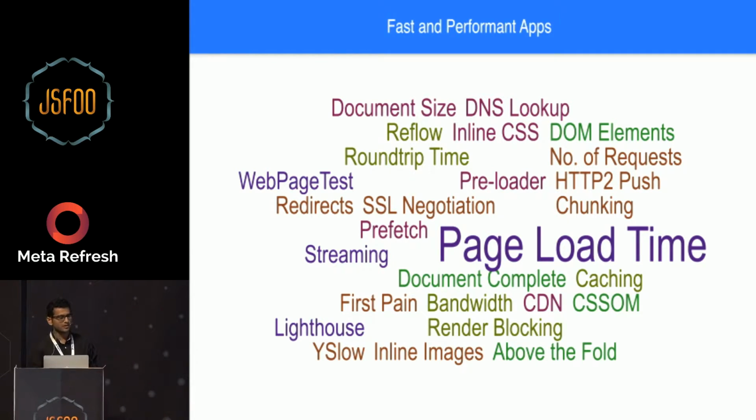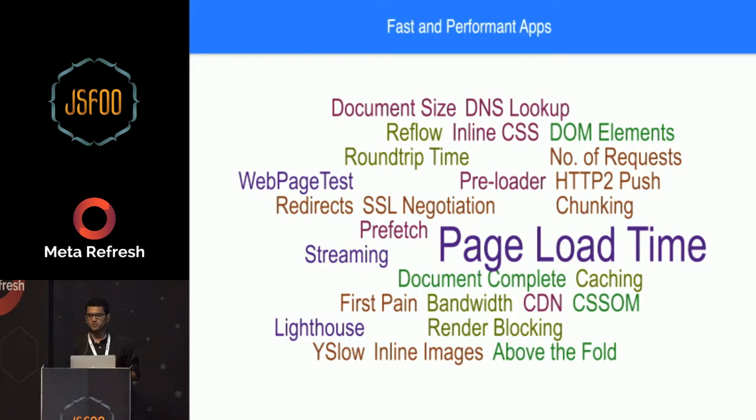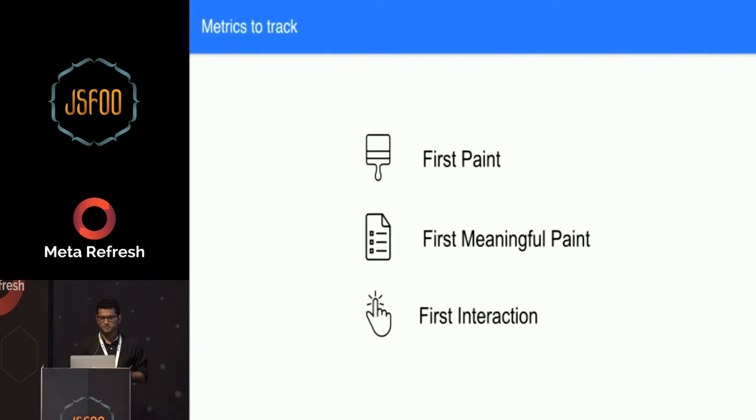Let's start. So what comes to your mind when you think about fast and performant apps? There are a lot of things: first paint, page load time, document complete, DNS lookup, and a lot of other things, right? For the scope of this talk, we'll be focusing only on 3 main metrics that we'll be tracking throughout this talk. That is the first paint, the first meaningful paint.